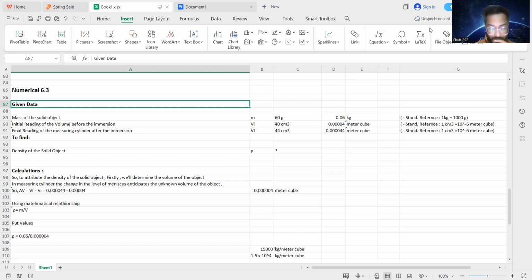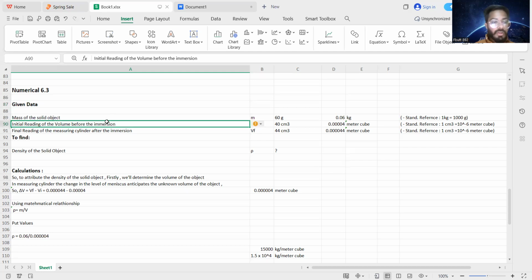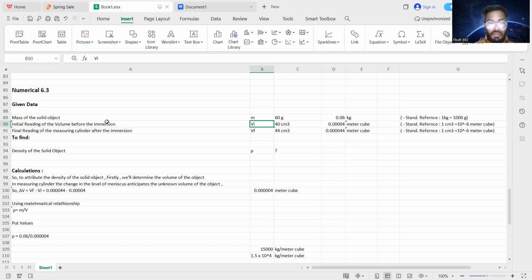That incremental factor, that increasing factor, is considered as the volume of the object. So here, the initial reading of the volume before the immersion of the object, the initial reading of the concave meniscus of water, is denoted by the symbol initial volume, and is approximately 40 centimeter cube.